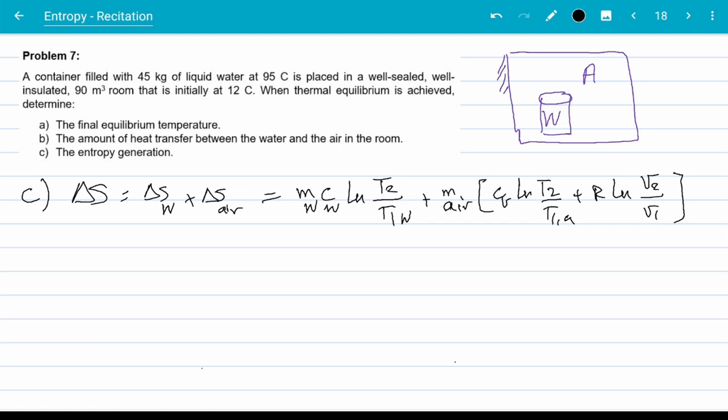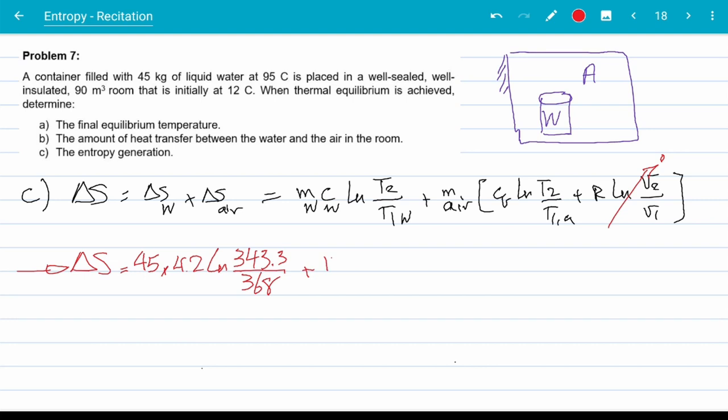Now we are working with a problem that the room has solid walls and the volume is not changing. So natural log of V2 over V1 for air is going to be natural log of 1. It's going to be 0. That term drops. We get delta S. Mass of water was 45 times 4.2 natural log of T2, which is 70.3 degrees Celsius. We need to change it to Kelvin. That is 343.3 Kelvin over T1, 95 degrees, 368 degrees Kelvin.